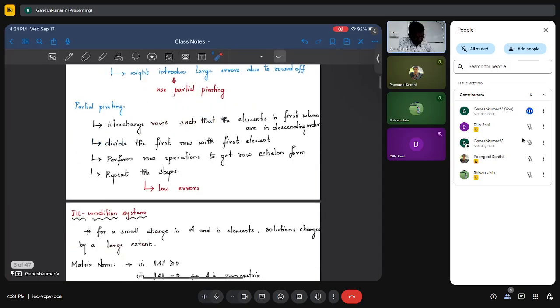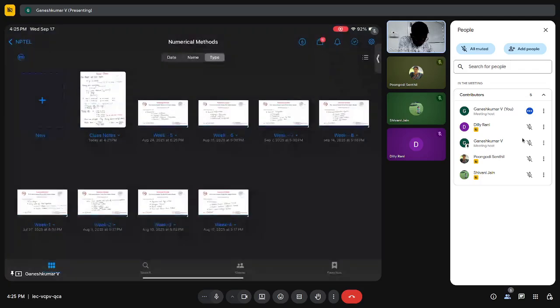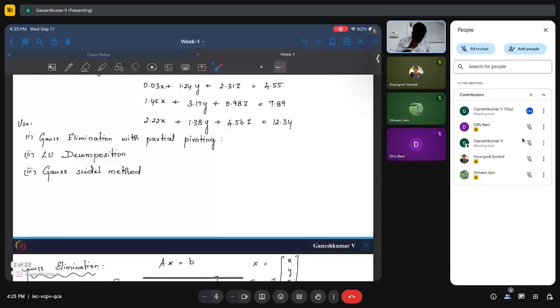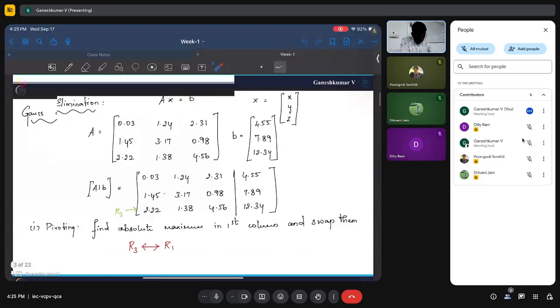All right, so we can do Gauss elimination, and we can do Gauss elimination with partial pivoting. Maybe I can go back to one of our examples to show you how we did it.